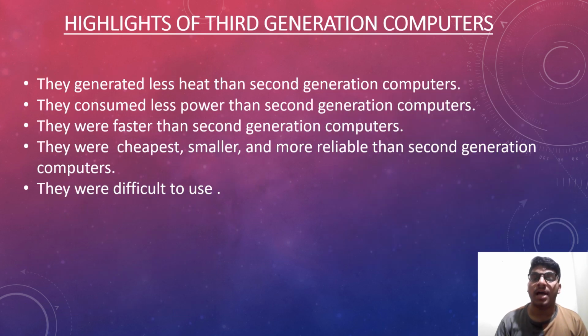The next is highlights of third generation computers. They generated less heat than second generation computers. They consumed less power than second generation computers. They were faster than second generation computers. They were cheaper, smaller, and more reliable than second generation computers, and they were also difficult to use.